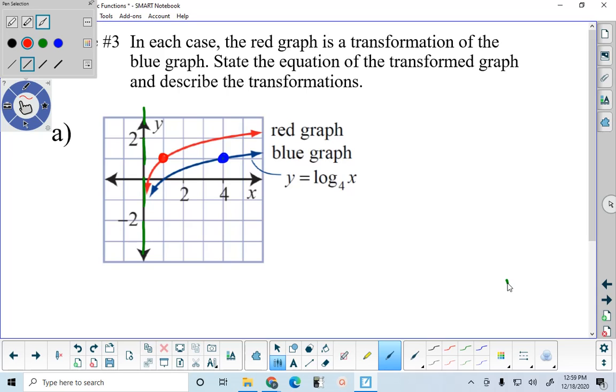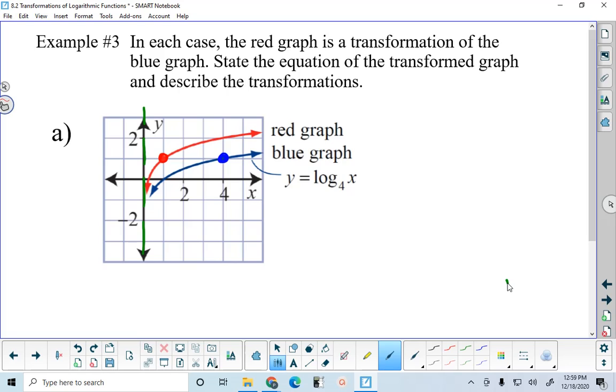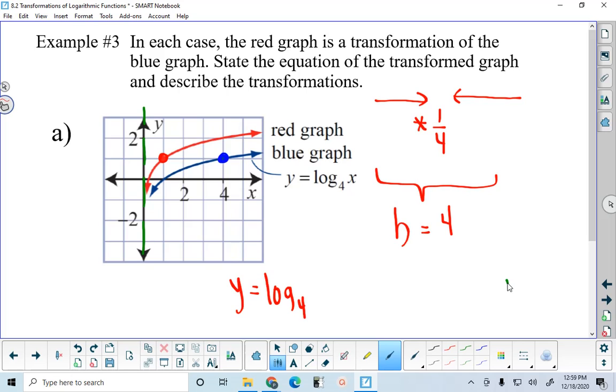That blue key point was 4 away from the vertical asymptote, and now it's 1 away, which means we're talking here about a horizontal stretch by a factor of 1/4. Color means nothing here in terms of what I'm just writing. I'm just saying that to go from blue to red, you stretch horizontally by a factor of 1/4. We should know that that means b is equal to 4, which means that the equation of the red graph will be y equals log base 4 of 4x.